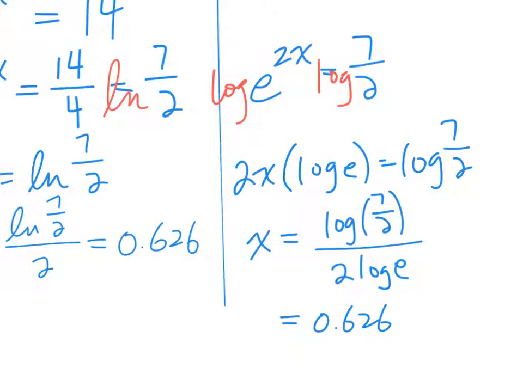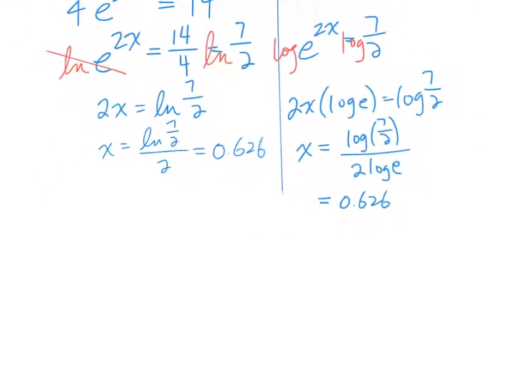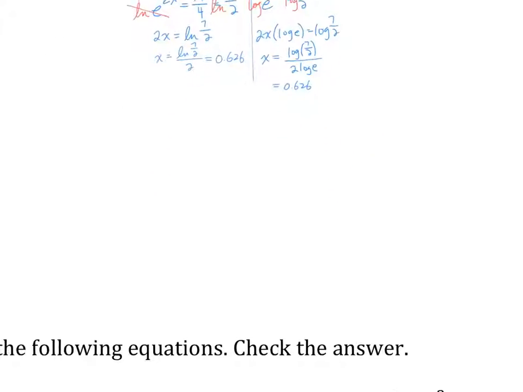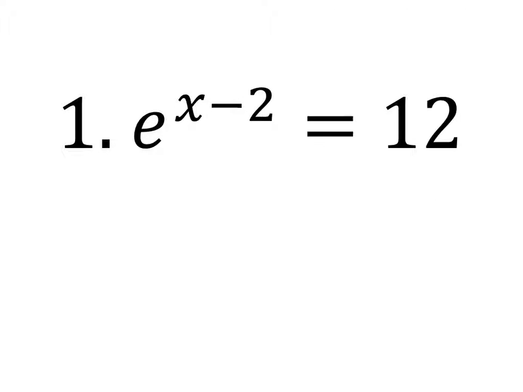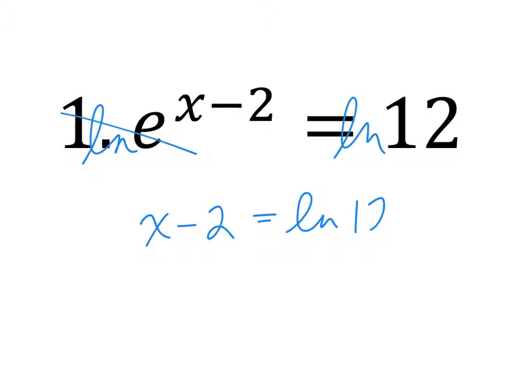Okay, let's practice. Number 1. What should we do to solve this problem? Natural log? Yes, natural log will get rid of that e. That cancels. x minus 2 is natural log 12. So this is an easy problem. You could just solve it in 2 steps.